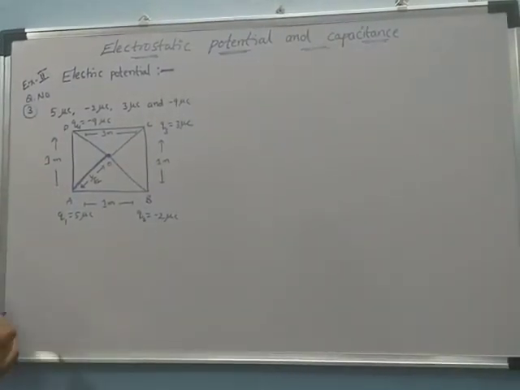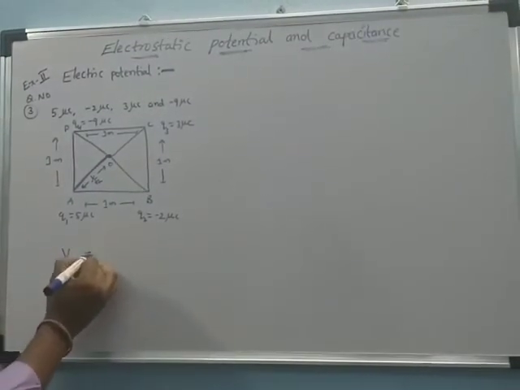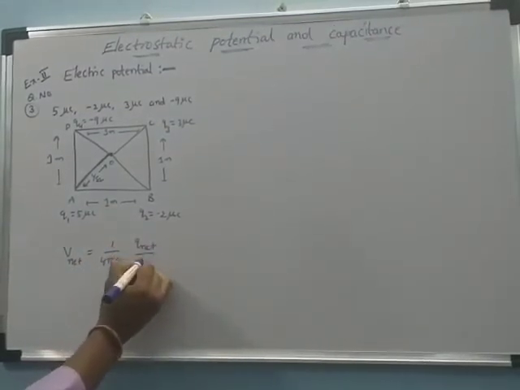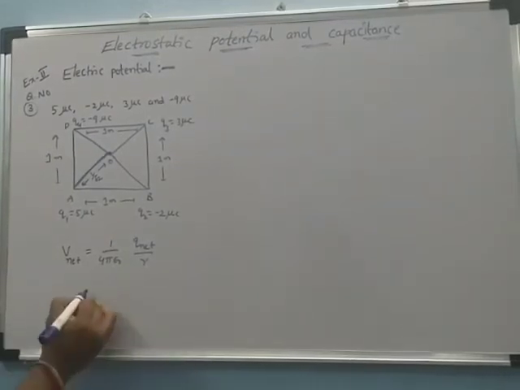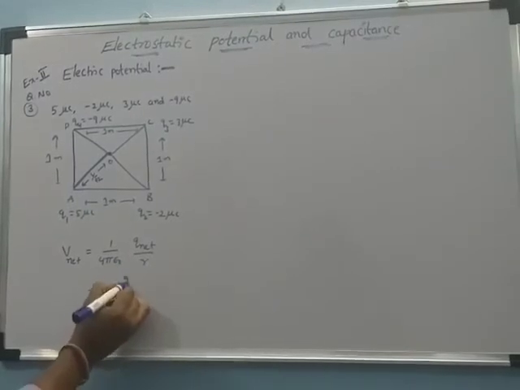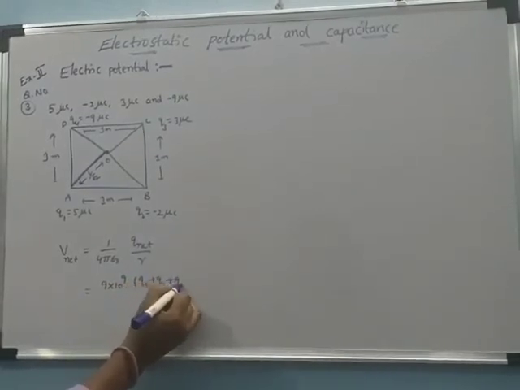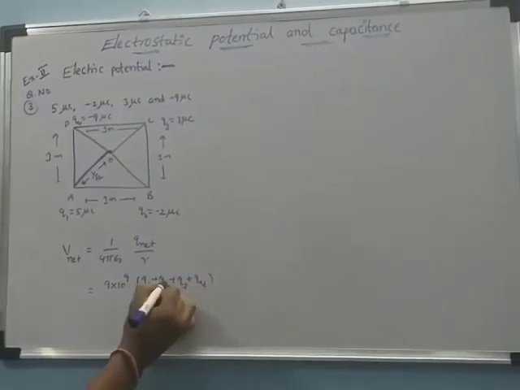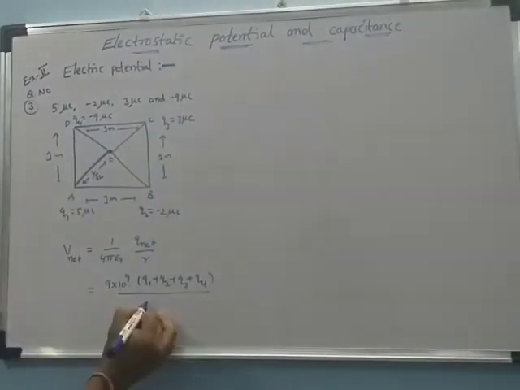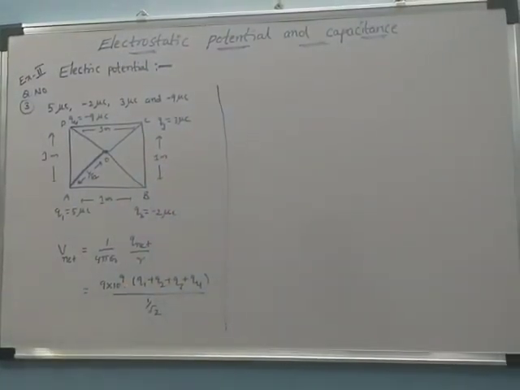What is the formula for the net electric potential? We know V net is equal to 1 by 4 pi epsilon naught times Q net by R. The constant 1 by 4 pi epsilon naught is 9 into 10 to the power 9. Q net is equal to Q1 plus Q2 plus Q3 plus Q4, all the charges added, divided by R. R is the distance from the point to the center, which is 1 by root 2. Now write the values.